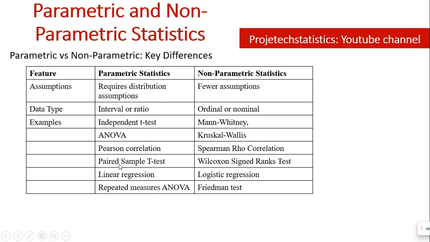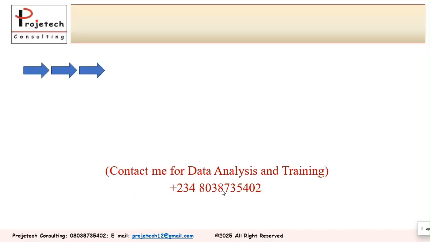Then we also have the paired sample t-test, which has the Wilcoxon signed rank test as its equivalent. Then we have linear regression, which is a parametric test, and its equivalent is logistic regression. And we also have repeated measures ANOVA as a parametric test, while the non-parametric equivalent is the Friedman test. So this is a good overview of understanding parametric statistics. When you want to do your analysis, it's very important you have all this information so that you'll be able to make the right decision.